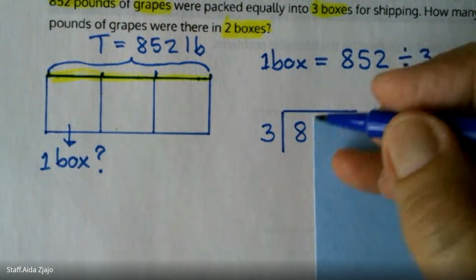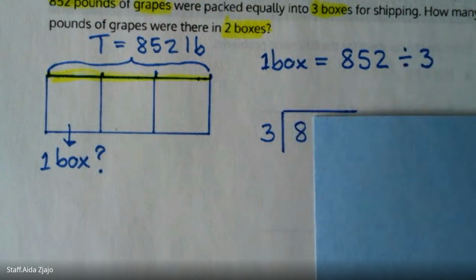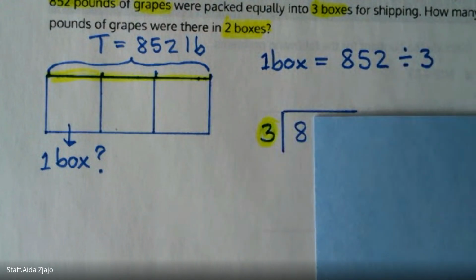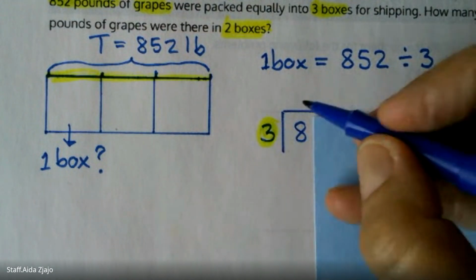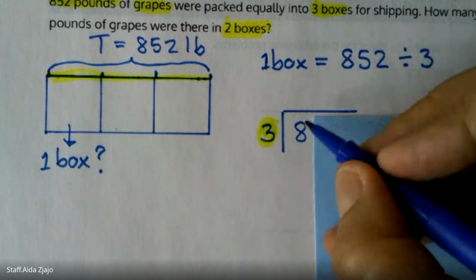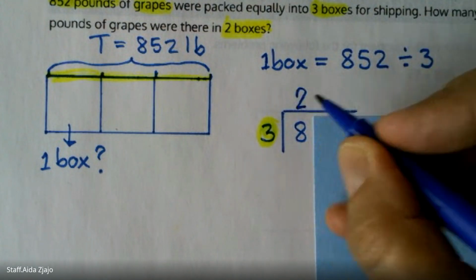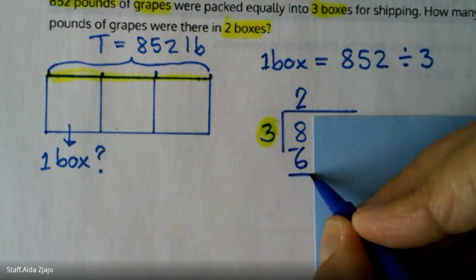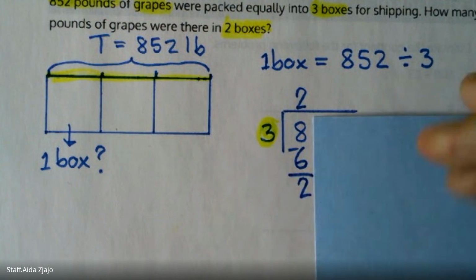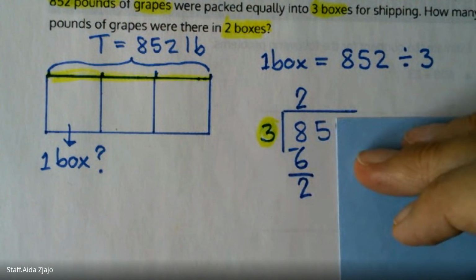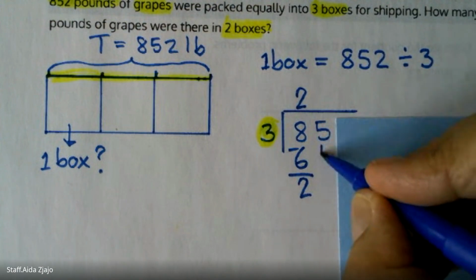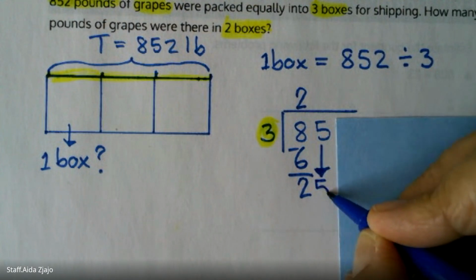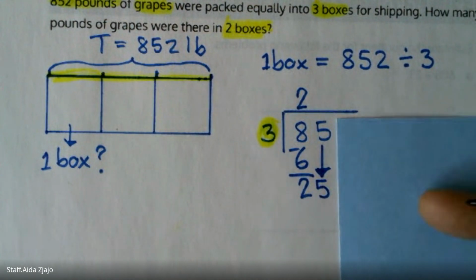So how many groups of 3 are going to be in 8? We can say 3 plus 3 is 6, plus 3 is 9. So that's only 2 groups. 2 times 3 is 6. When I subtract, we have a leftover of 200s. Now we're going to bring down the tens. 2 hundreds and 5 tens is 25 tens.